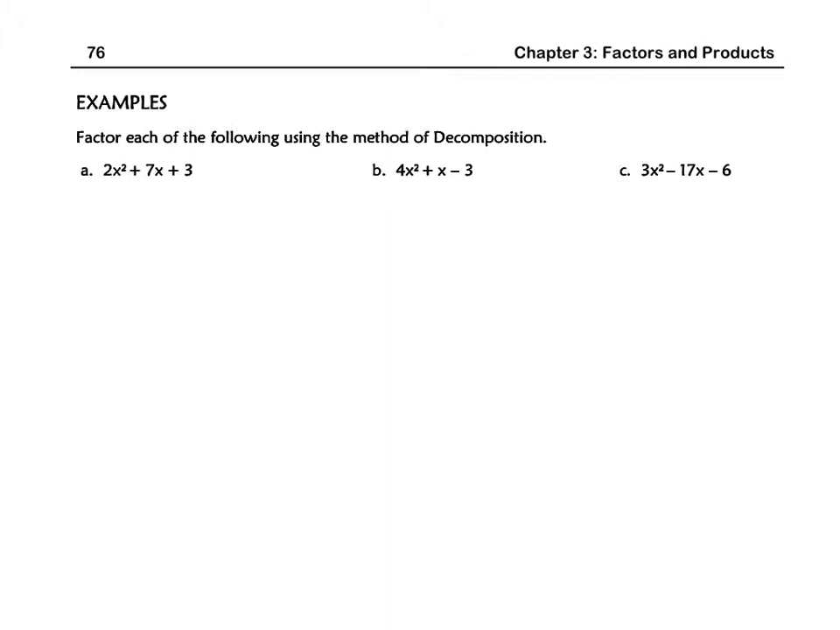Okay, we're going to try a few examples now of factoring using the method of decomposition. So the first one here is 2x squared plus 7x plus 3. So if we kind of summarize our steps, we need to find the numbers first. That's our first step, which is, in this case, two numbers that multiply to give you 2 times 3, which is 6.